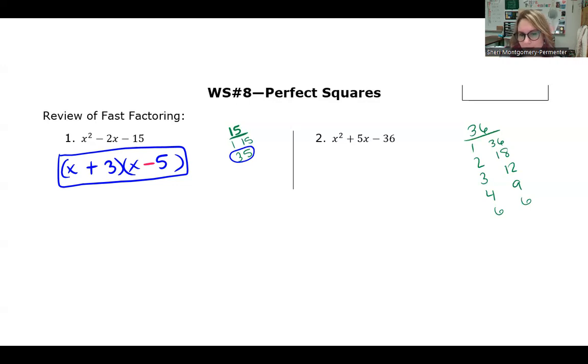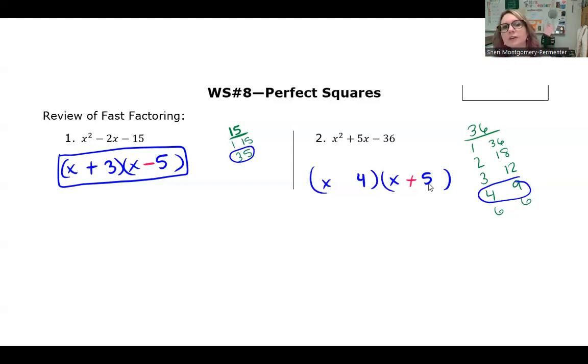So which factor pair can I put together to make 5? 4 or 9, very good. I can use 4 and 9. Doesn't really matter which one that you put it in. To figure out my sign, I look at the middle term, it's positive, so the bigger number has to be positive.